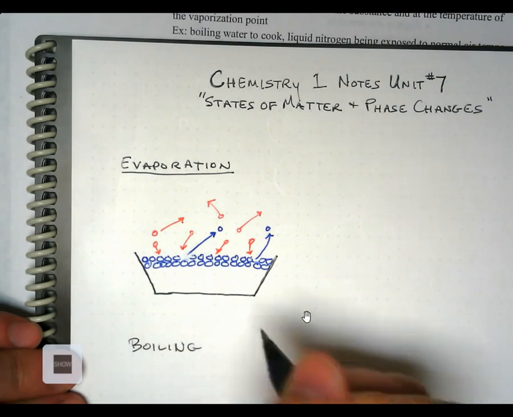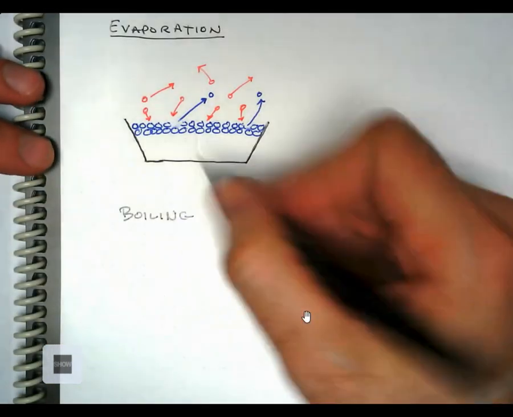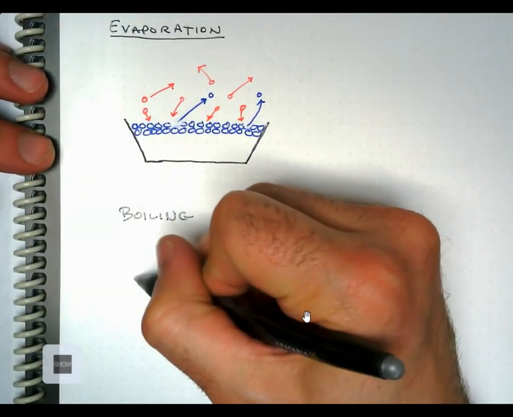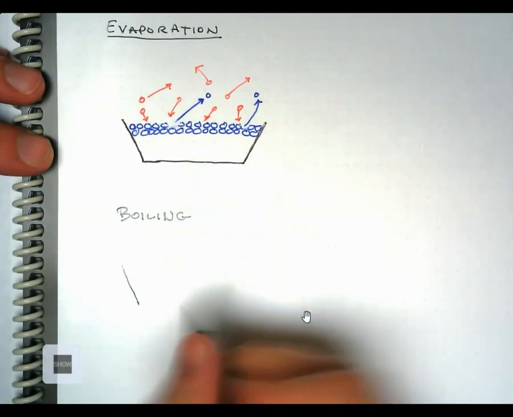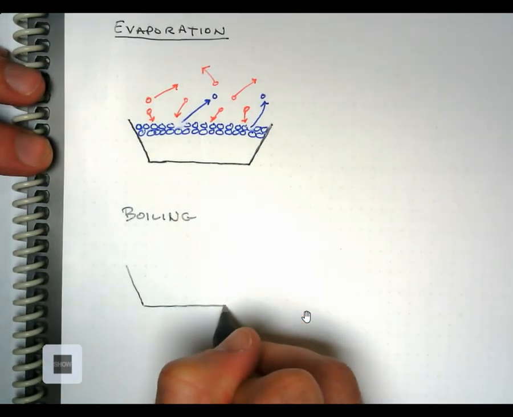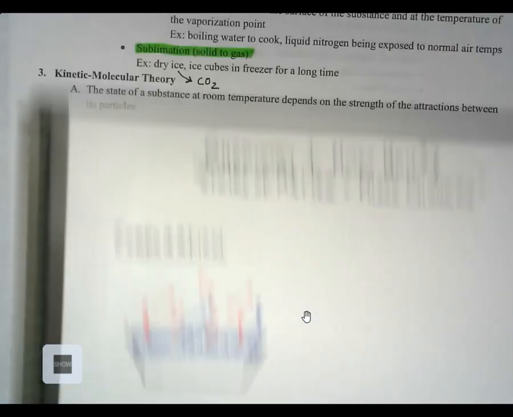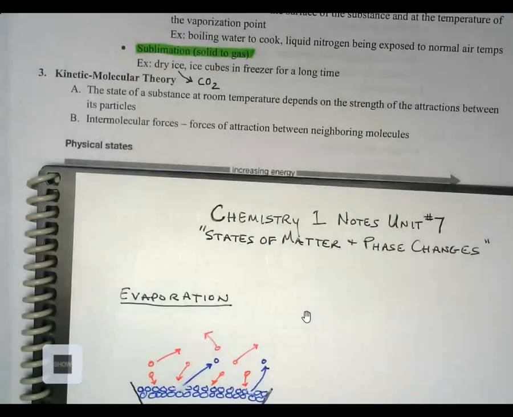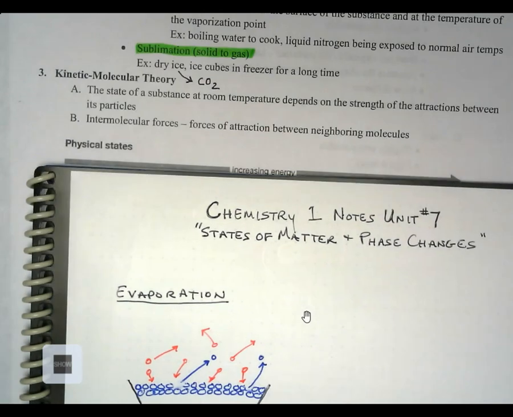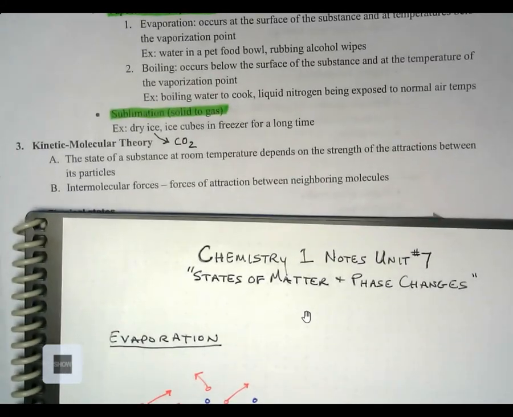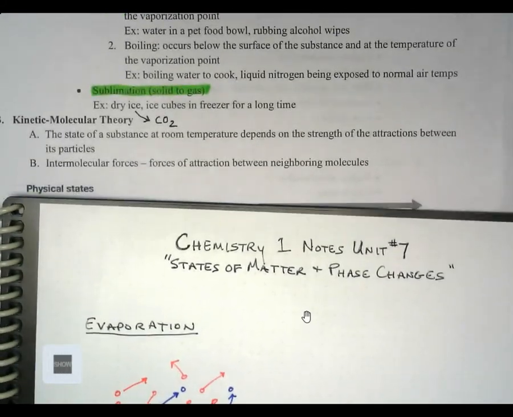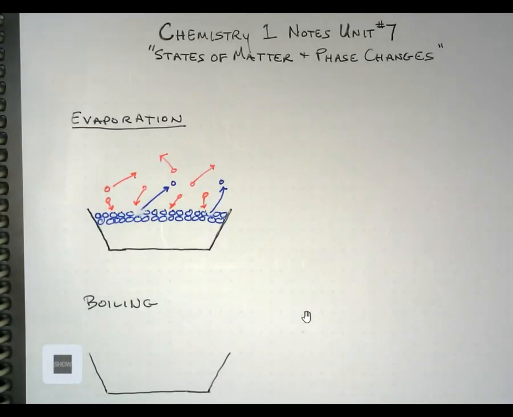Now, let's talk about the second thing. Boiling, which you guys are probably a little more familiar with. Like it says in here, boiling occurs below the surface, at the temperature of the vaporization point, or what we normally call the boiling point, right?